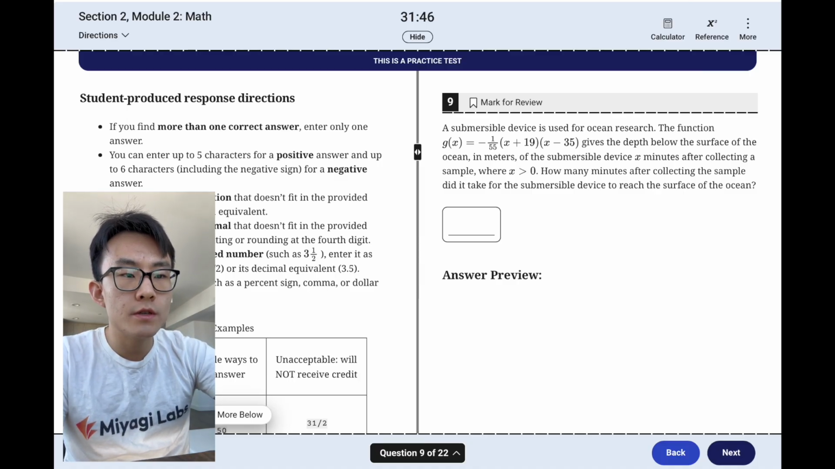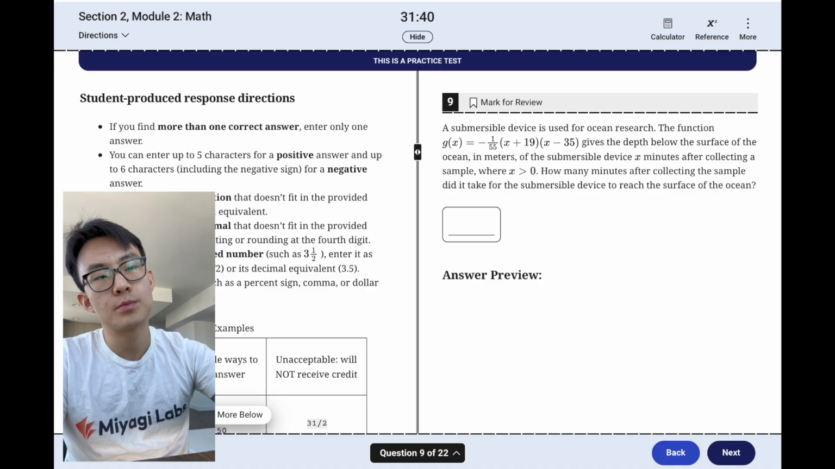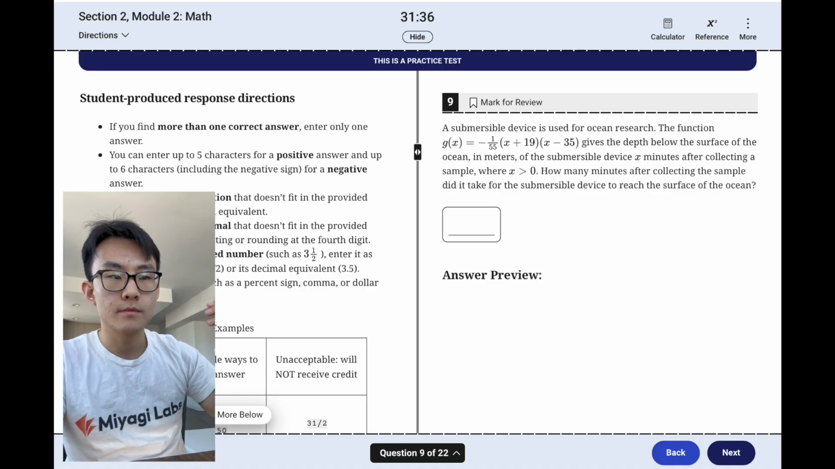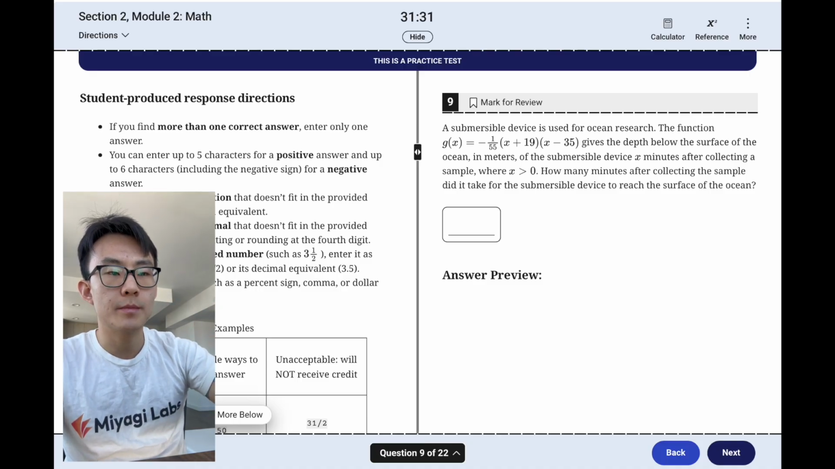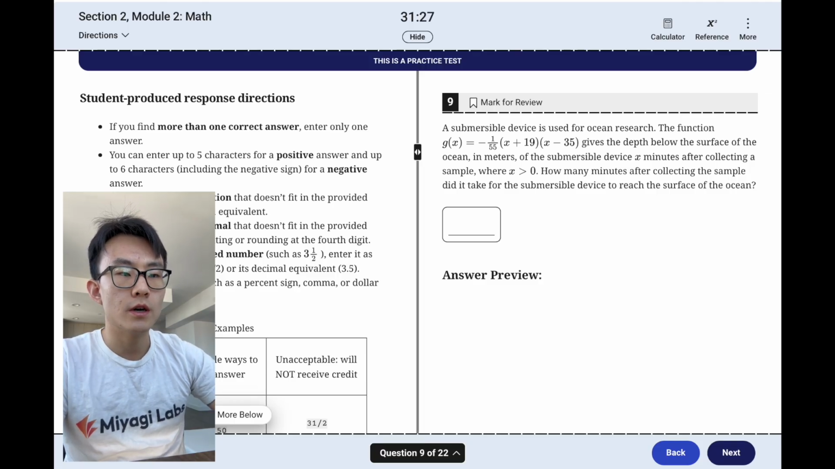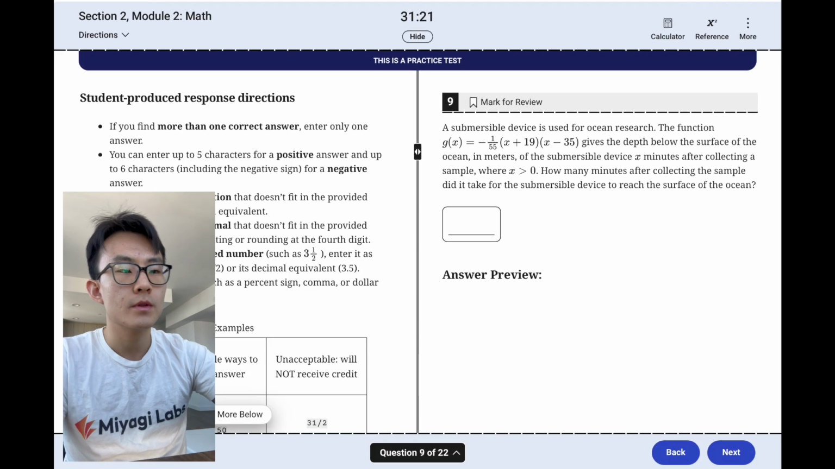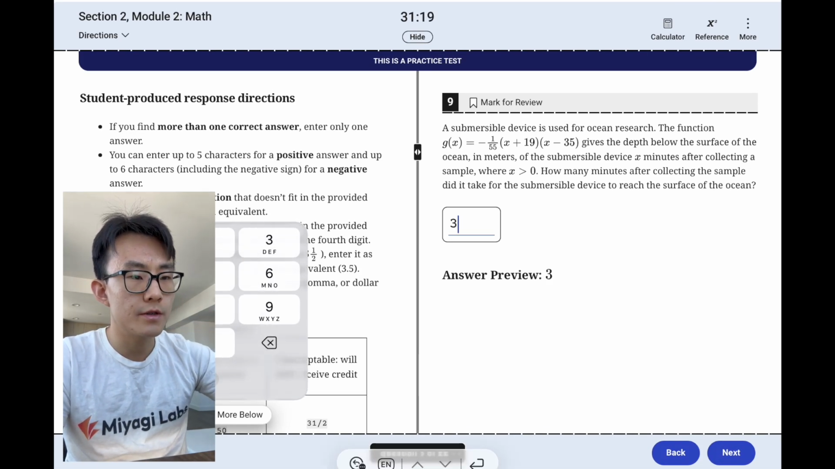Reach the ocean when x equals 0. If we graph it, it's probably going to look like, I don't know. Basically, how many minutes after collecting the sample did it take for it to reach the ocean? For it to reach the ocean, g of x has to equal 0, and so I think it should just be 35.